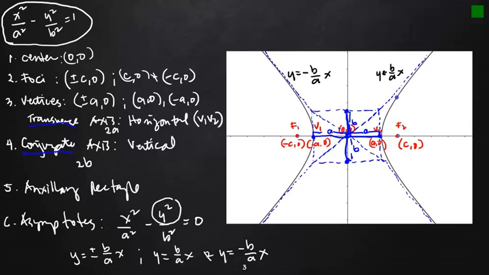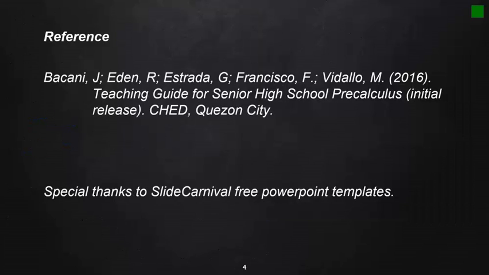And these are the features of our hyperbola with equation x squared over a squared minus y squared over b squared equal to 1. That's it, math learners! I hope you have learned something today as we explored the features of a hyperbola with equation x squared over a squared minus y squared over b squared equal to 1.